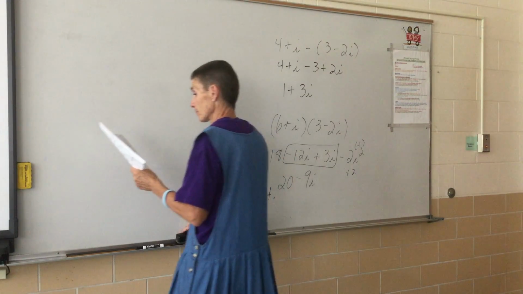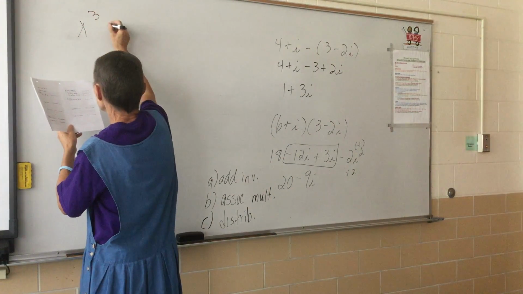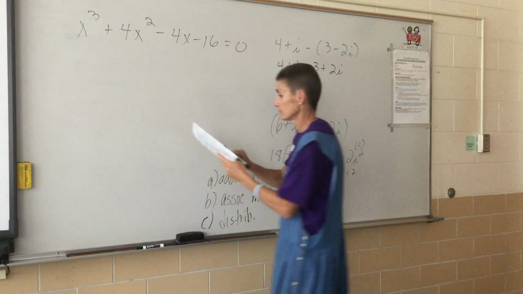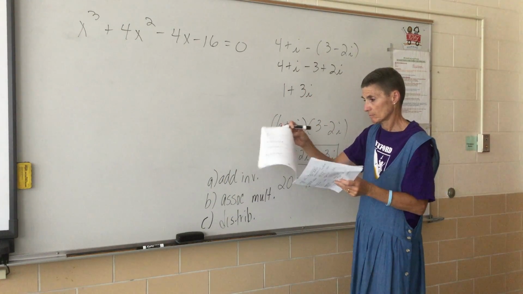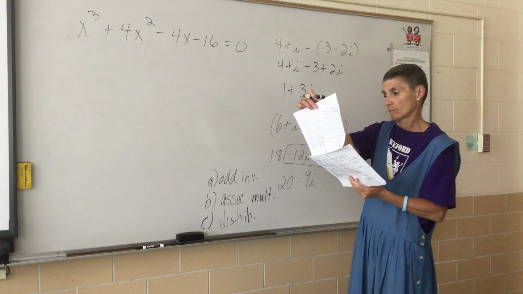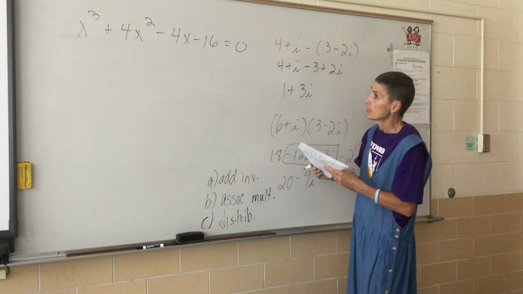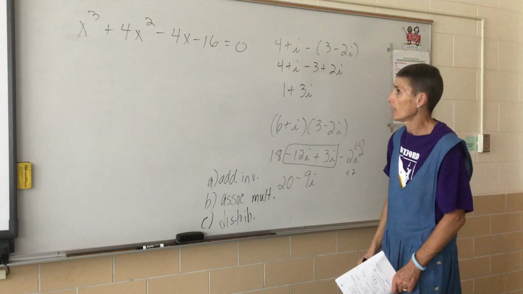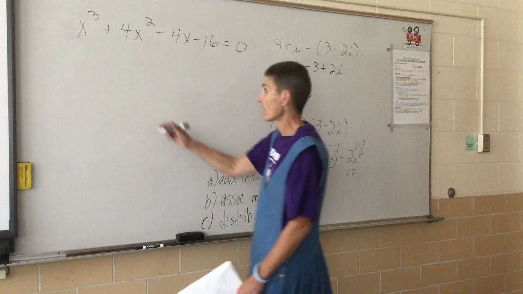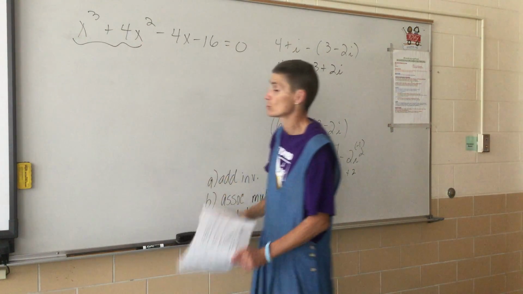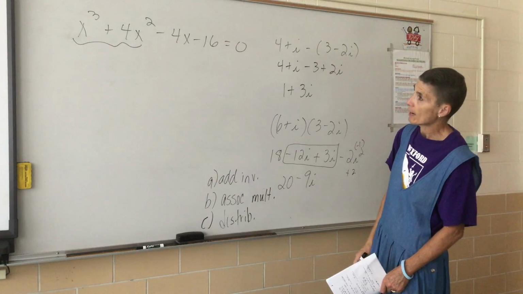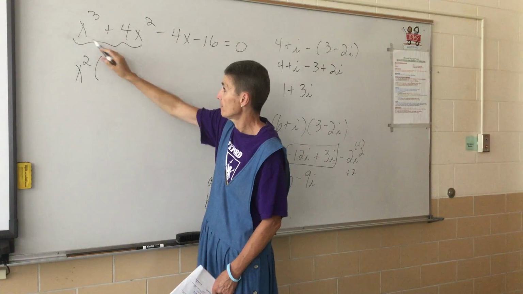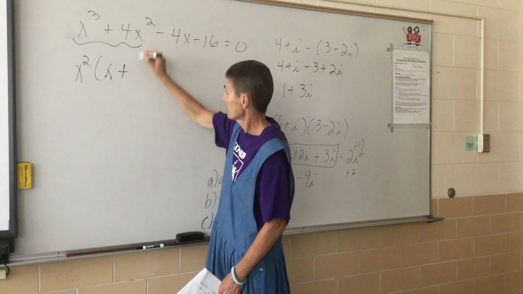Next one. We're going to solve this big ugly equation. Okay, so here we go. In order to solve this equation, oh my, there's a lot of terms up there. So remember, we can factor by grouping. So look at the first two terms, just the first two. What can you take out of them? X squared. So we'll pull out an x squared and be left with x plus 4.